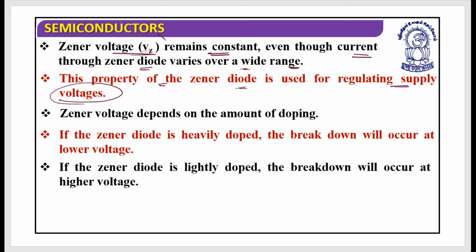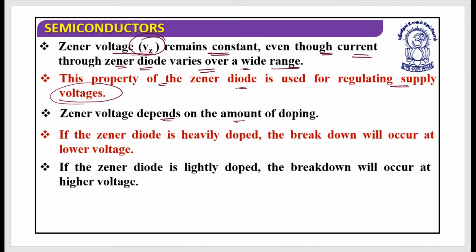The Zener voltage, which we call VZ, will remain constant even though the current through the Zener diode varies over a wide range. So my voltage should remain constant even though the current is varied. This is the property which we require in voltage regulators. Technically we call them voltage stabilizers. So that's why the main application of the Zener diode is voltage regulation.